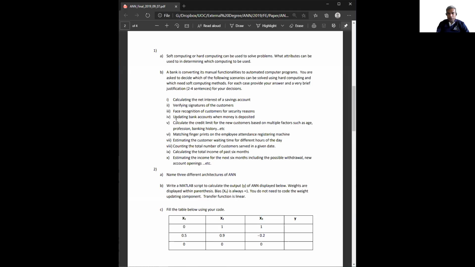Let's move to the ninth one. Calculating the total income of the past 6 months. So this bank wants to know how much it had earned in the past 6 months.